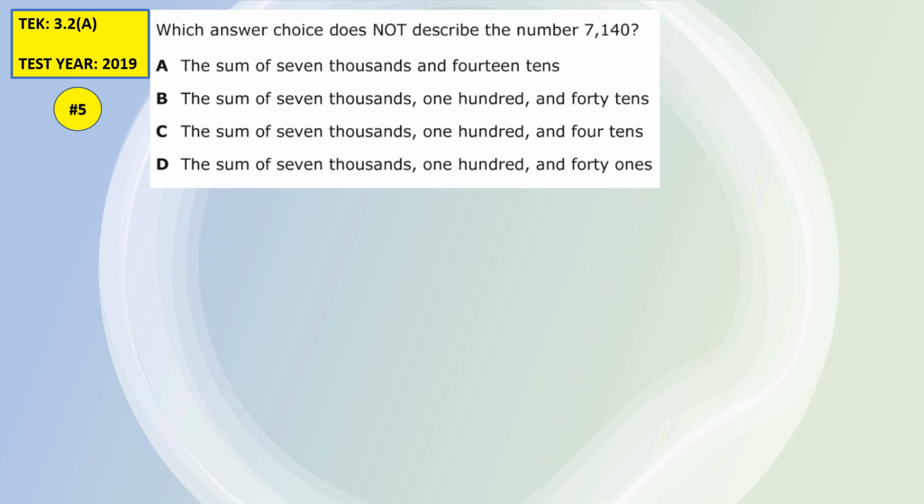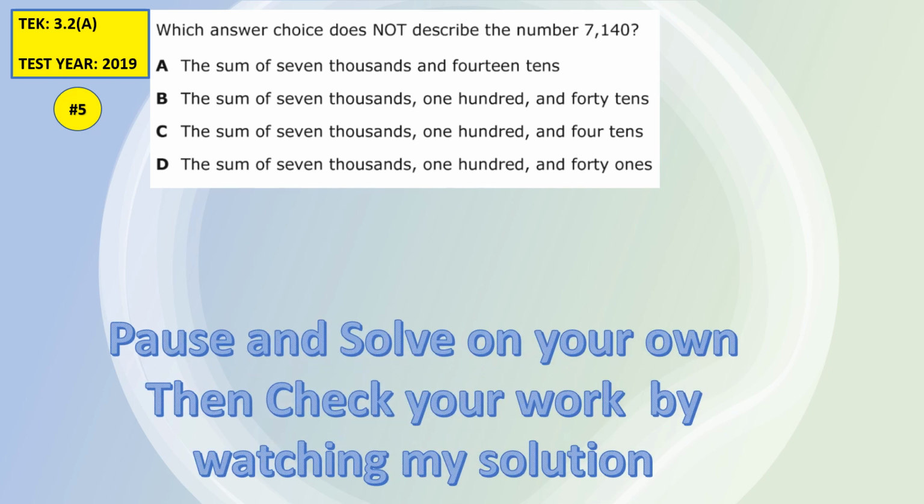Number 5 says, which answer choice does not describe the number 7,140? A, the sum of 7,000s and 14 tens. B, the sum of 7,140 tens. C, the sum of 7,104 tens. Or D, the sum of 7,141s. Go ahead and pause and solve on your own. Then check your work by watching my solution.